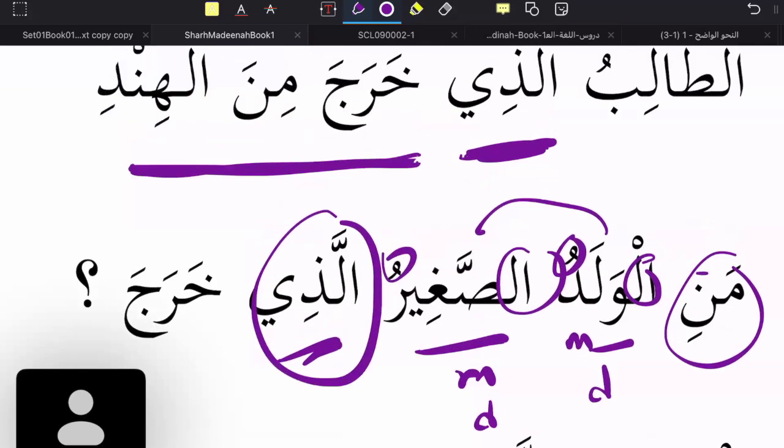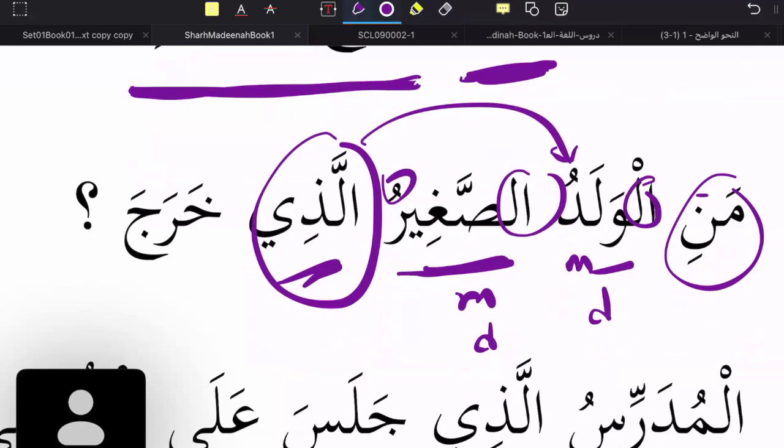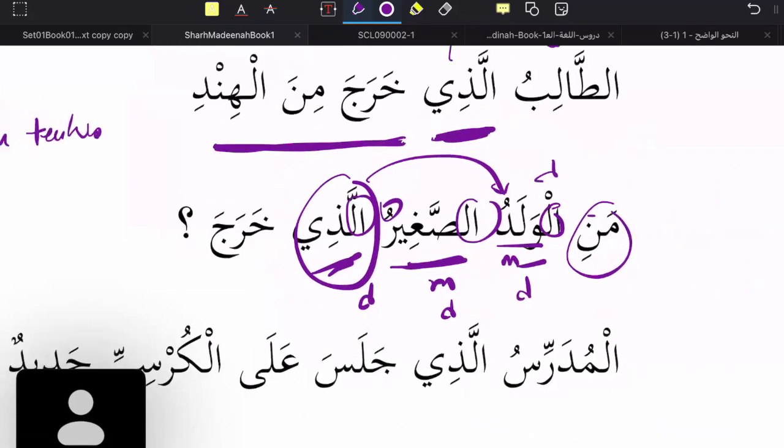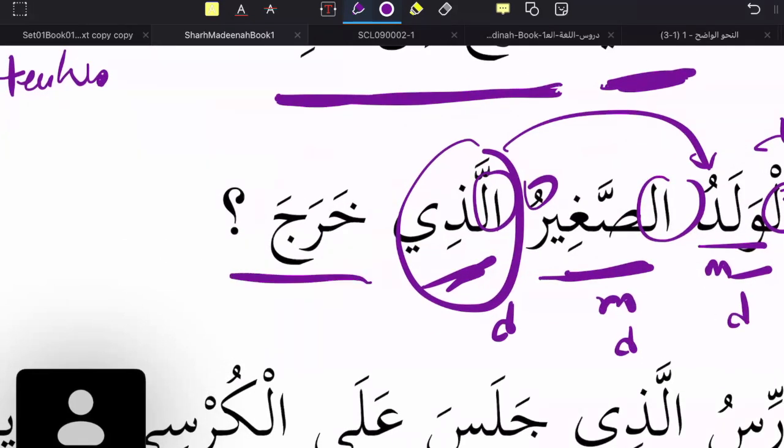So we say alladhi. Now alladhi goes back to walad. Alladhi does not go back to as-saghir because alladhi will describe a noun, so it has to go back to the noun. The noun is al-walad. And as you can see, al-walad is definite, alladhi is definite. You can think about that it has alif lam. This is for masculine, and we just mentioned that alladhi is also for masculine. Make sense? So now we can say whatever we want to describe.